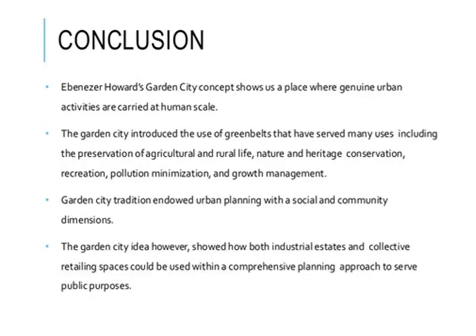This slide refers to the concluding remarks about Howard's garden city concept. It shows it is a place where genuine urban activities are carried out at human scale. The garden city introduced the use of greenbelts that have served many uses, including the preservation of agriculture and rural life, nature and heritage conservation, recreation, pollution minimization, and growth management. The garden city tradition endowed urban planning with a social and community dimension. The garden city idea, however, showed both industrial estates and collective retailing spaces could be used within a comprehensive planning approach to serve public purposes.